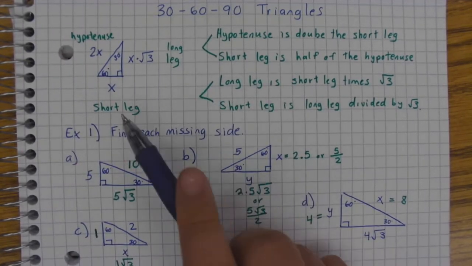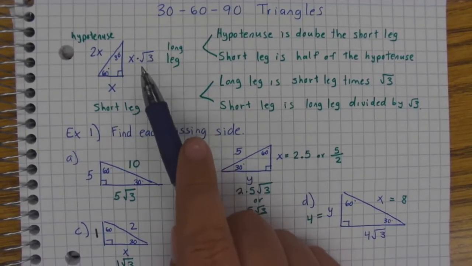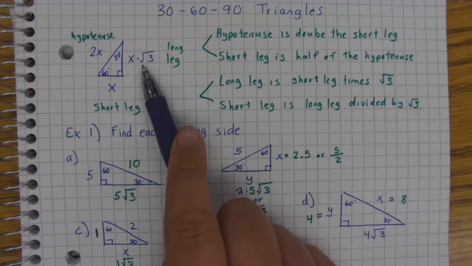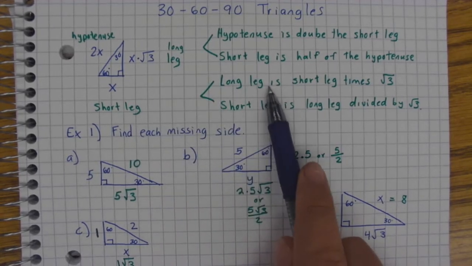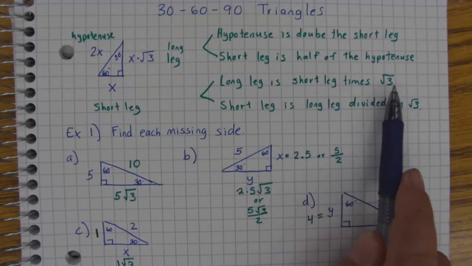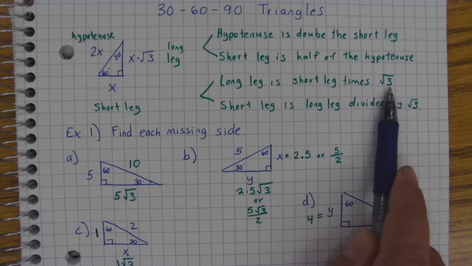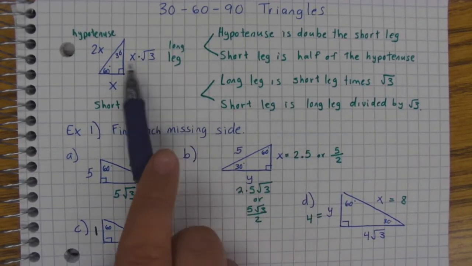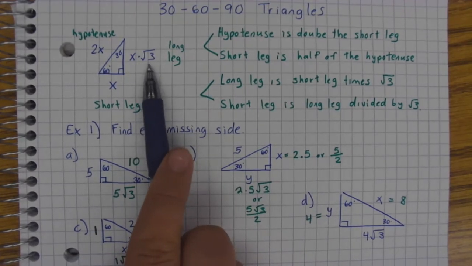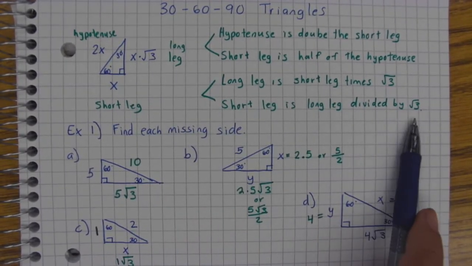The other relationship that's going to help you solve these problems is that the long leg is the same as the short leg, but with a square root of 3 attached. Okay? So the long leg is equal to the short leg times the square root of 3. You could also do it backwards and say that the short leg is the same as the long leg, taking away that square root of 3, so divided by square root of 3.